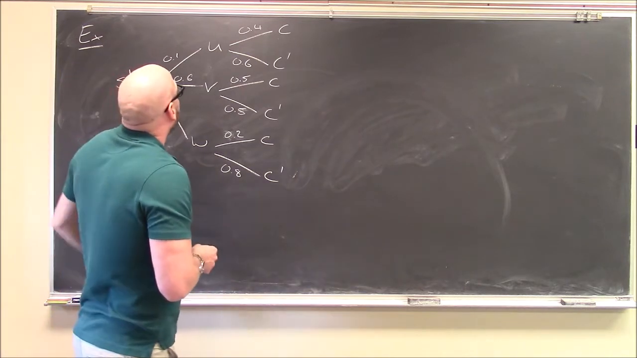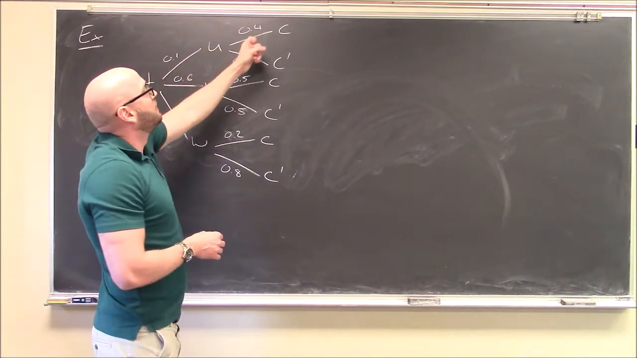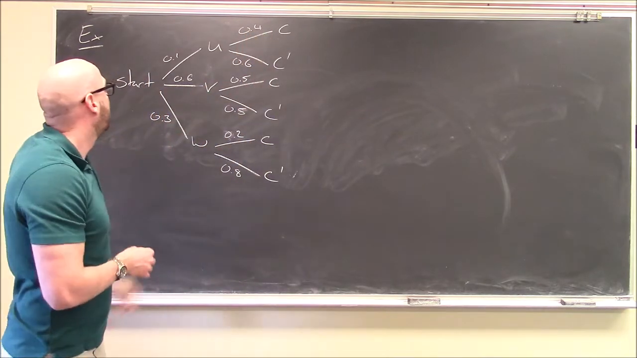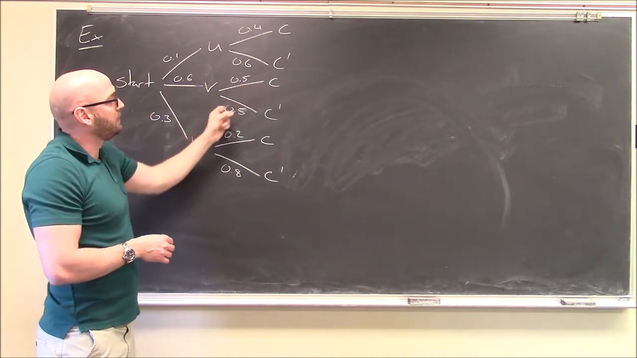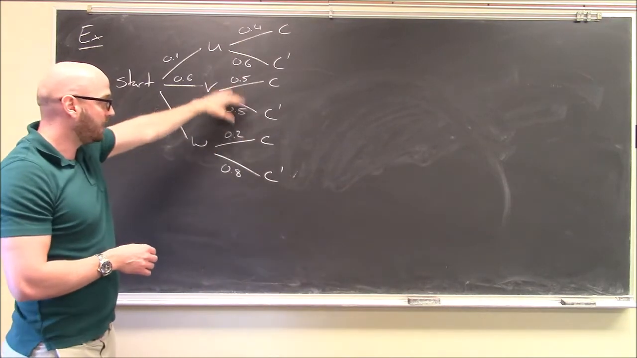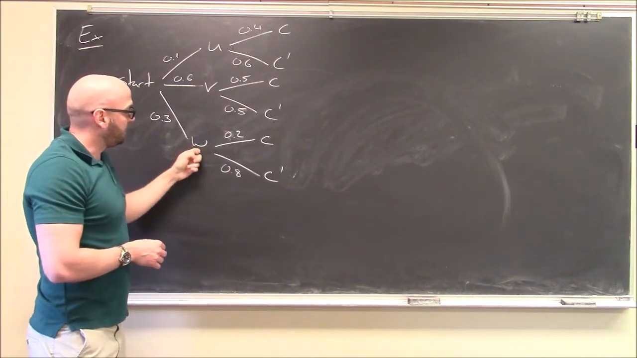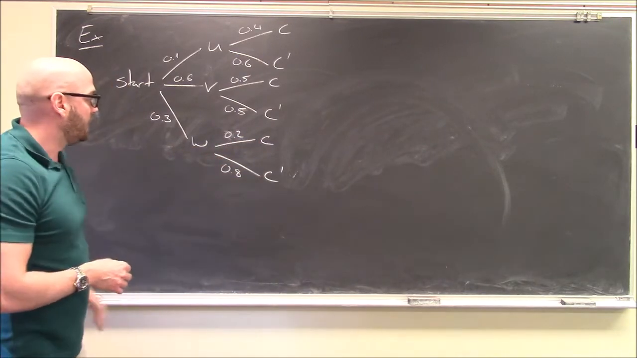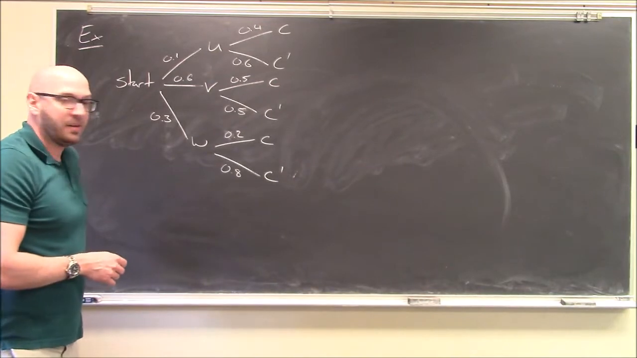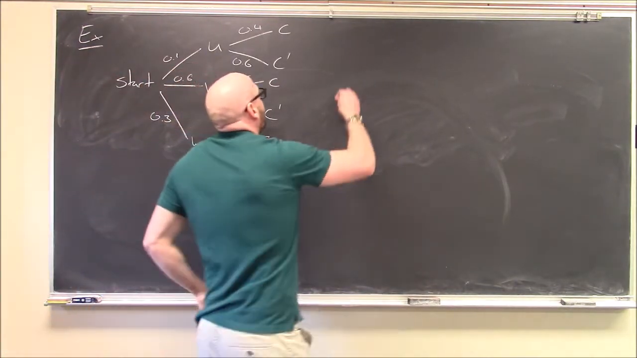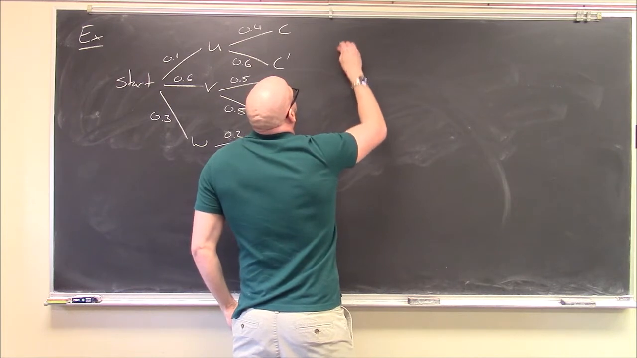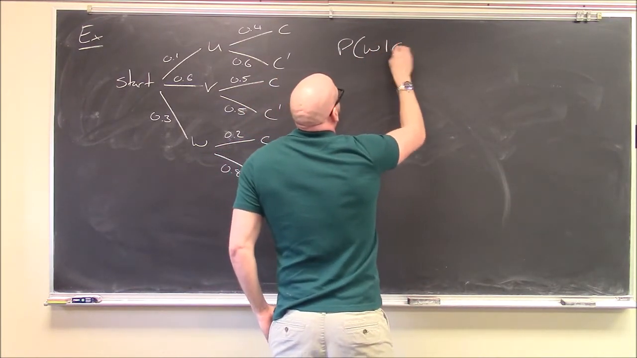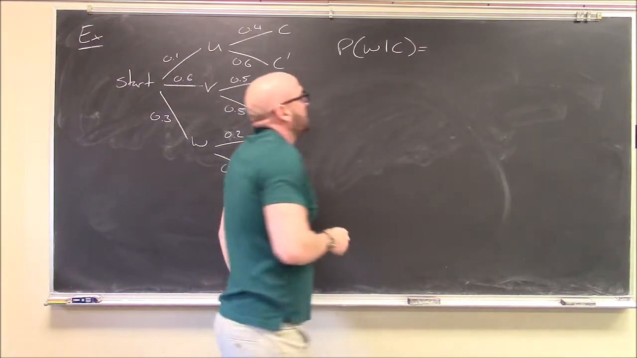And if U occurs, well then the probability of C occurring is 0.4, probability of not C is 0.6. If V occurs, probability of C occurring is 0.5, probability of not C is 0.5, again notice these add to 1. Or if event W occurs, probability of C occurring is 0.2, probability of not C occurring is 0.8. So here's what we want to know. Here's the question. Find the probability of, say, W occurring given that C occurred.